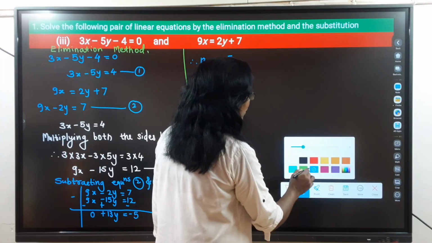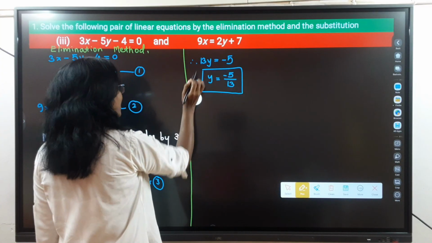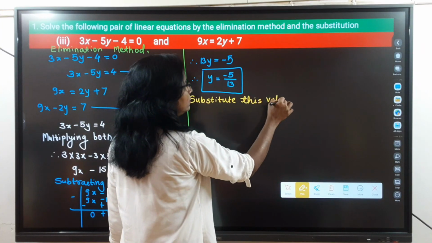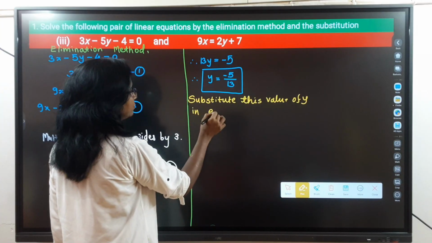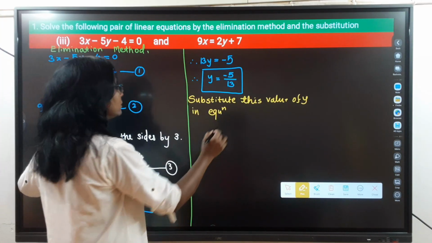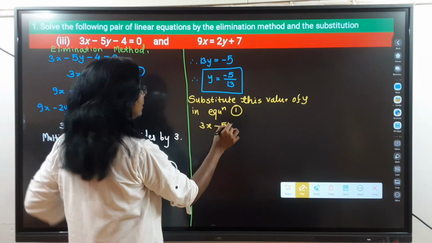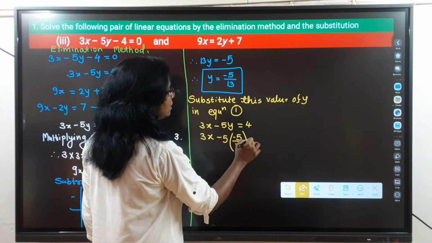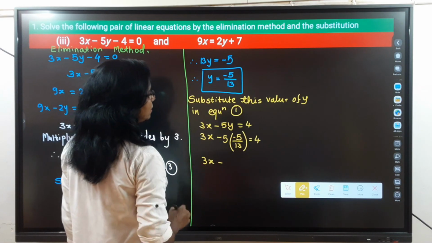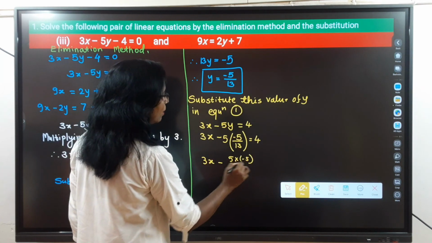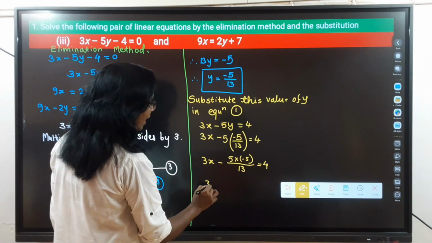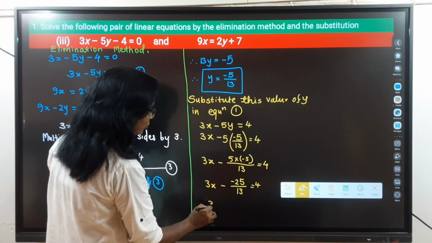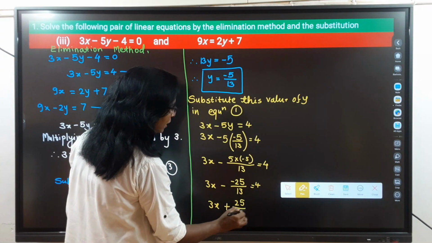Then now put, or we say substitute, this value of y in equation 1. So the first equation is 3x minus 5y is equal to 4. So I write down next 3x minus 5 multiply minus 5 upon 13 is equal to 4. So here students 3x minus and then 5 multiply minus 5 upon 13, which is equal to 4. So that means 3x minus 25 upon 13 is equal to 4. So that means here students 3x plus 25 upon 13 is equal to 4.